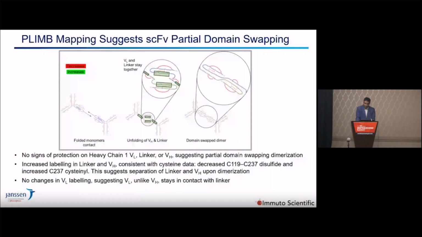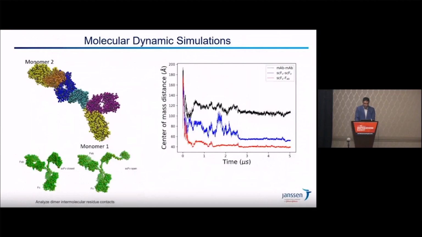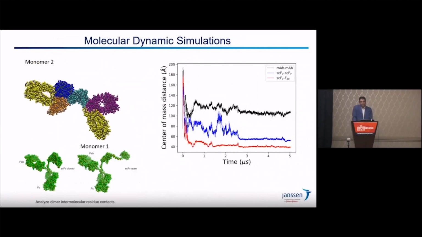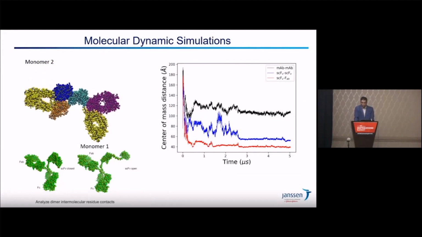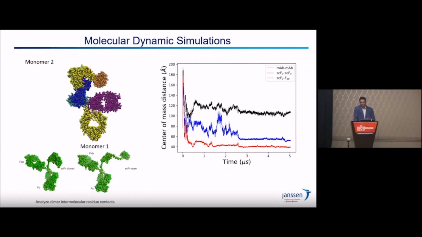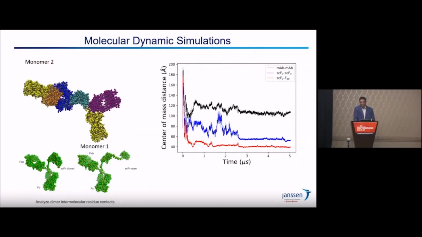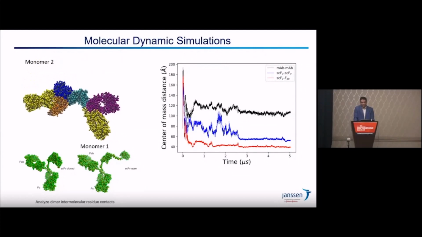Also, there were no changes in the VL labeling, suggesting that VL, unlike VH, does not stay in contact with its linker. Taking this information, we can refine molecular dynamics structural models using molecular dynamics simulations, which I won't have time to go through. This is our next evolution of these techniques: to refine these models using footprinting data and other types of high-order structural MS data.